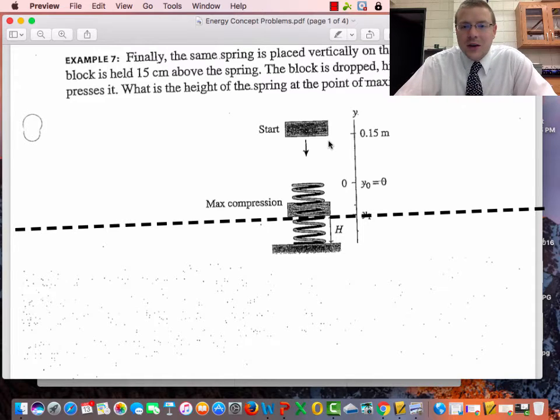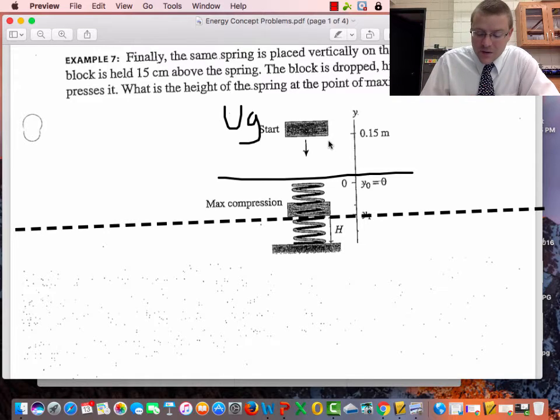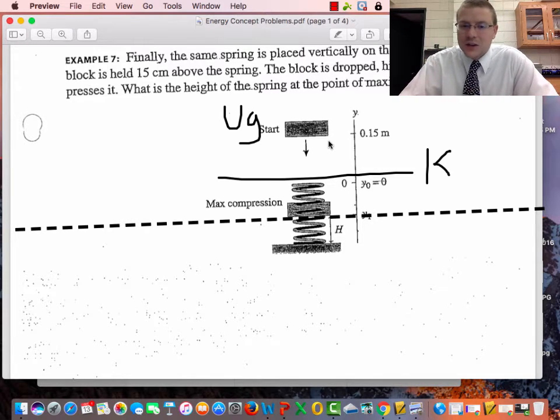Some questions may ask you, hey, what's the speed of the block right as it hits the spring? For that, I'm not even going to go through it because we've done that a couple times now. I know up here you're dealing with gravitational energy, and if you make this your 0 line, the block has kinetic energy right before it strikes there. And I know you can set up mgh and 1/2 mv squared to solve for that speed. But what I want to know is the compression of that spring. So let's go to our energy bar graphs.